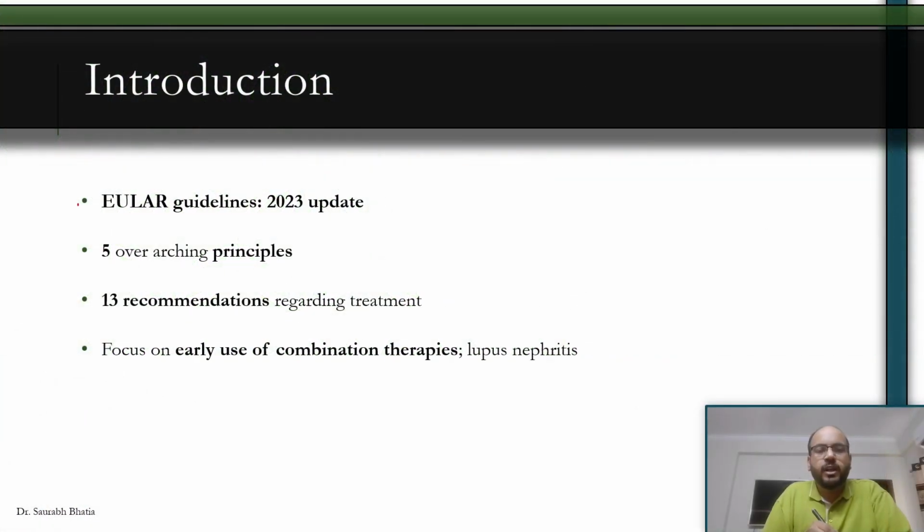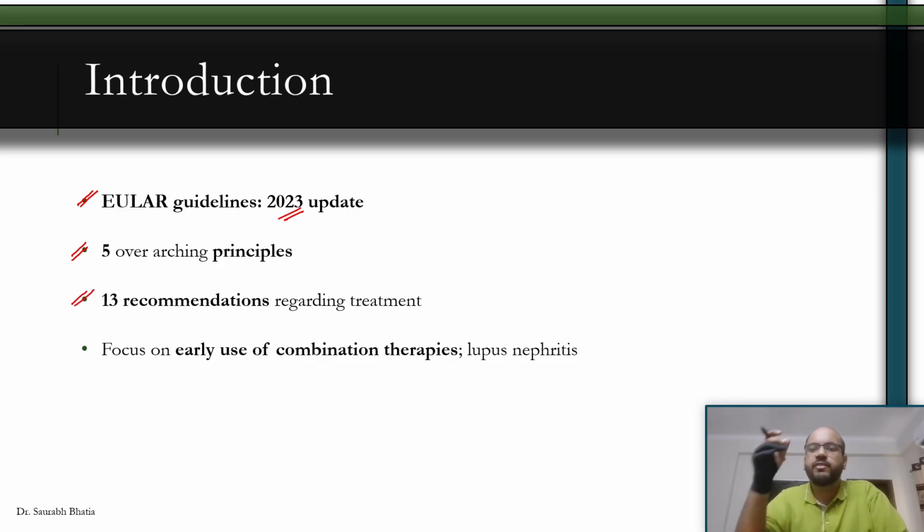So EULAR guidelines had an update in the year 23. There are five overarching principles. That means the five principles or five major statements made in the EULAR guidelines that we have to take care of. And then there are 13 recommendations regarding treatment.